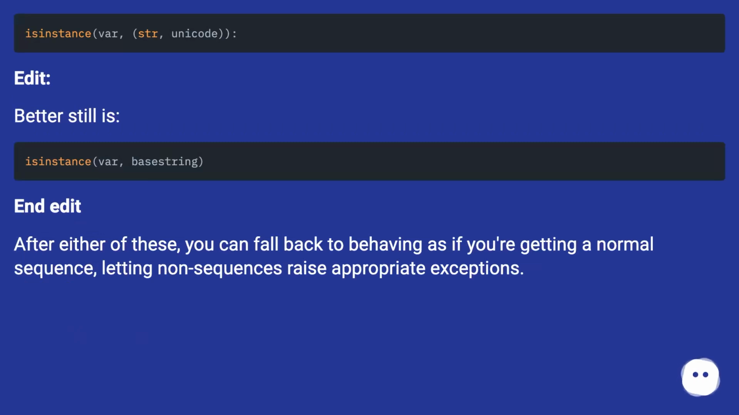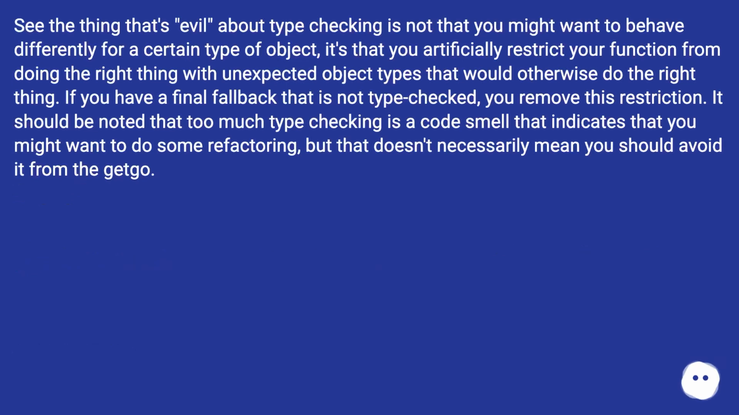After either of these, you can fall back to behaving as if you're getting a normal sequence, letting non-sequences raise appropriate exceptions. See, the thing that's evil about type checking is not that you might want to behave differently for a certain type of object, it's that you artificially restrict your function from doing the right thing with unexpected object types that would otherwise do the right thing. If you have a final fallback that is not type checked, you remove this restriction.